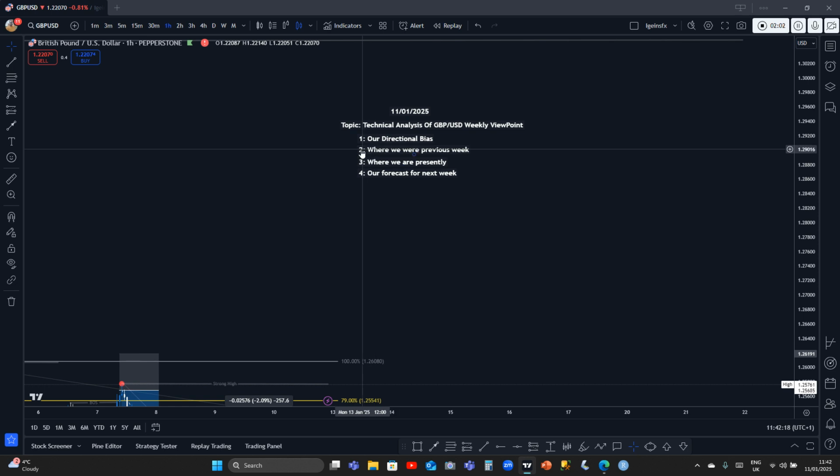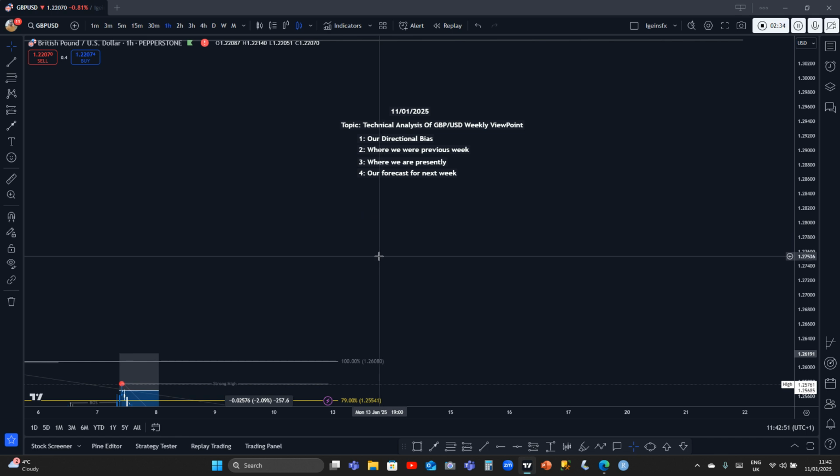So we need to first of all establish the direction of the current trend. The second point we need to know is where we were in the previous week. Last week, where were we last week? We need to look at that also. Then the third point is where we are presently. At this moment, where is the trend? Where have we gotten to?